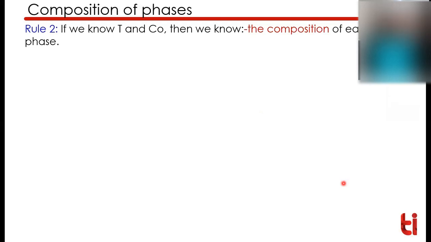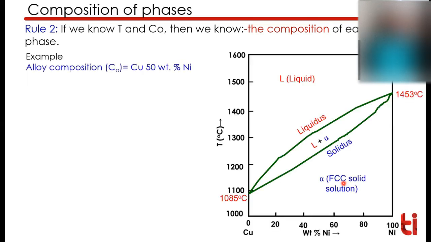Now, if we know the temperature and the composition, we can identify how many phases are present, and we can also determine the composition of each phase. In the previous case at 1225, it lies in the two phase region, a mixture of liquid and solid. Now if we want to determine the composition of the solid and the composition of the liquid, how much nickel and how much copper is in the liquid or the solid, we can determine that with rule 2. We will discuss this; we use a tie line here.